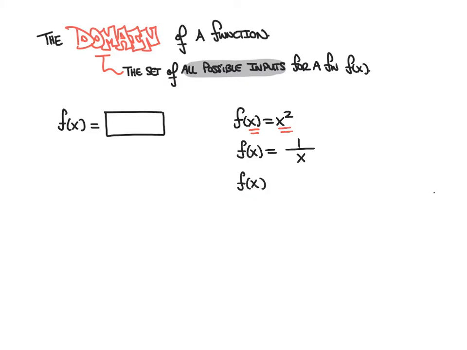Another example is a square root. Suppose I give you the function, the square root of x. Again, you can put a lot of numbers in there and it'll be okay, but you can't put a negative number in this because we cannot take a square root of a negative number. So the domain is all positive real numbers. How do we do that? How do we express this?